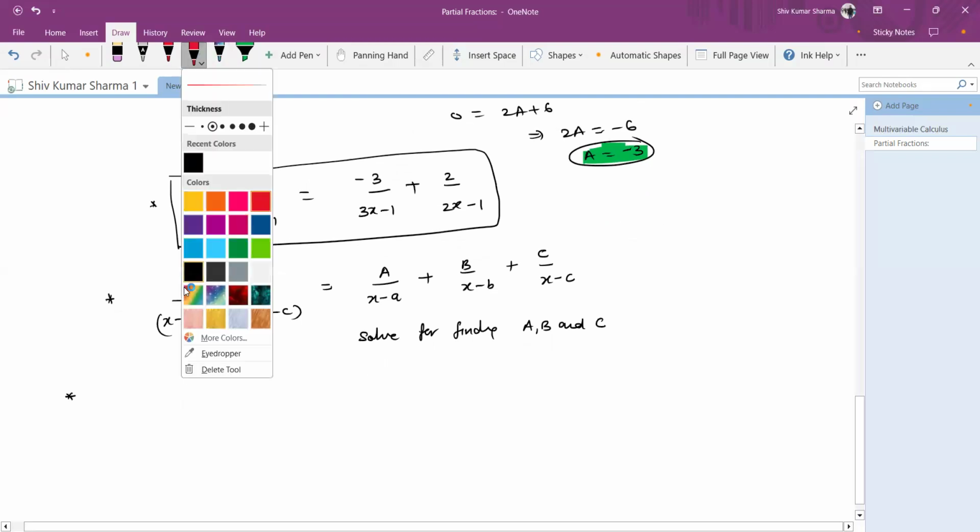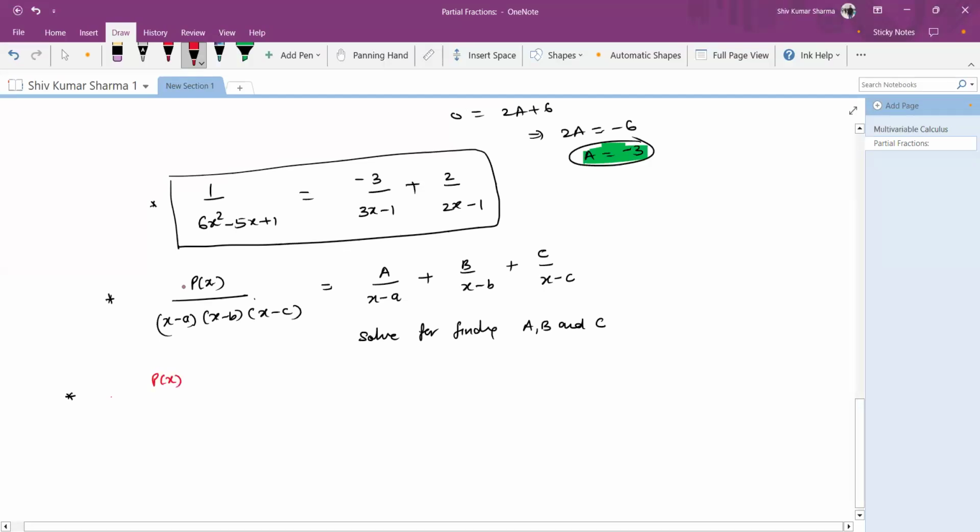Now, second, we have another form. Suppose we have a function in this form, px upon x minus a to the whole square into x minus b. So how do we do the partial fraction of such a function f(x) upon g(x)? First we check the linear factor. This is having degree 1, this is having degree 2. So first we write down the linear factor A upon x minus b, plus, for making this factor, this can be written as x minus a and x minus a to the whole square.